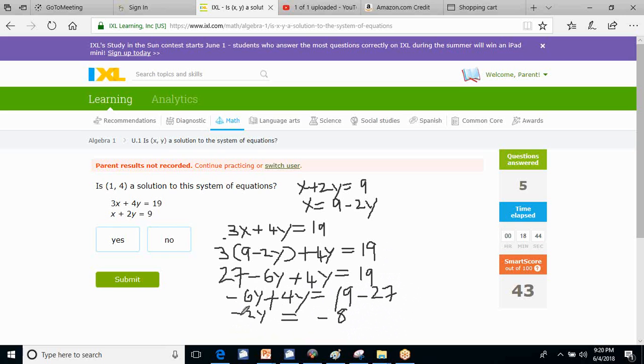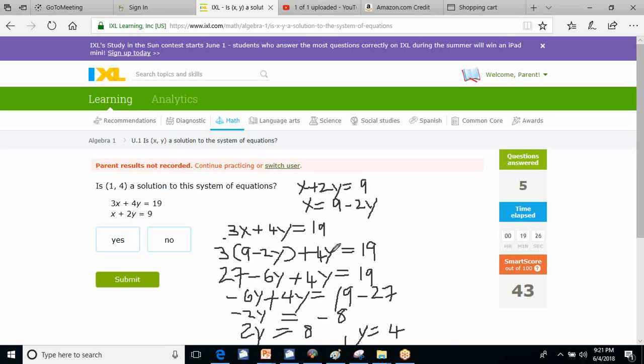So you have a negative over this side and a negative over that side. So you can drop the negative. So 2y is equal to 8. Or if you multiply this side by minus 1 and you multiply this side by minus 1, you get positive 2y and positive 8. So 2y is equal to 8. So y is equal to 4, right? So y is equal to 4.